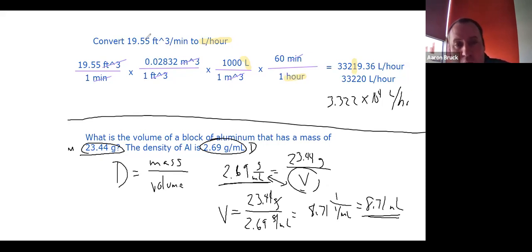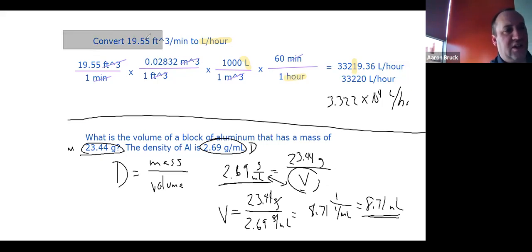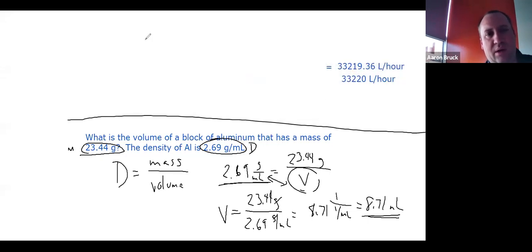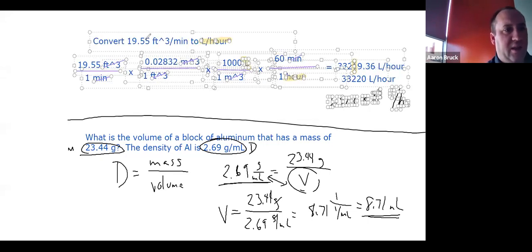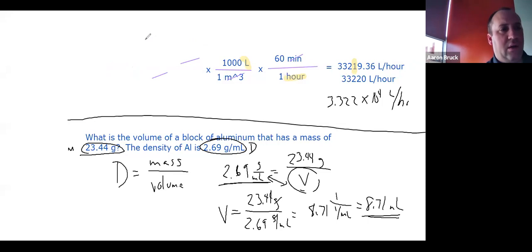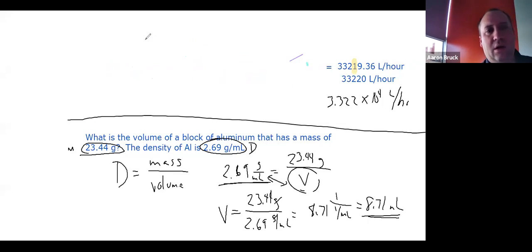And so what I'm going to show you here is another way of doing this same kind of problem, taking a dimensional analysis approach, just like we did in the top problem. So I'm going to cut this up top here.